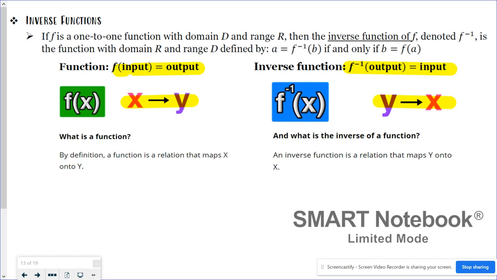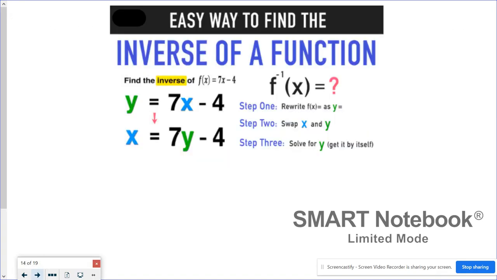So when you go to write an inverse function, that's what you need to do first. Basically 3 easy steps to finding the inverse of a function. Step 1 is to rewrite f of x as y equals. So just replace the function notation with y. Step 2, swap the x and the y. So the x and the y just switch places. And step 3 is solve for y. So get y all by itself.